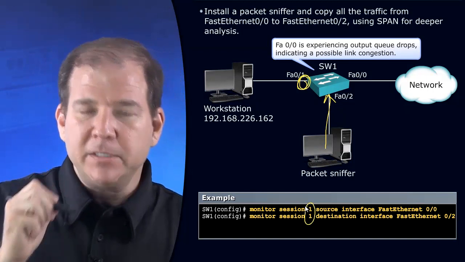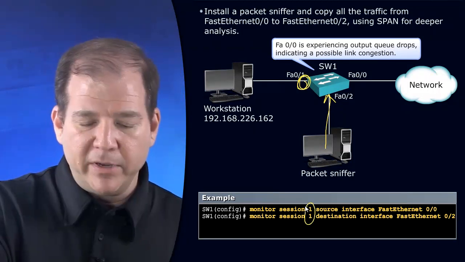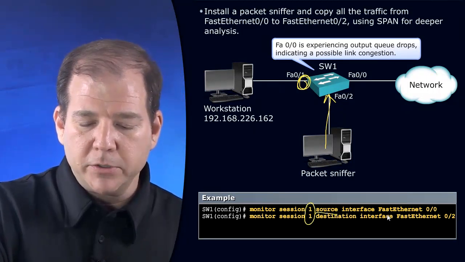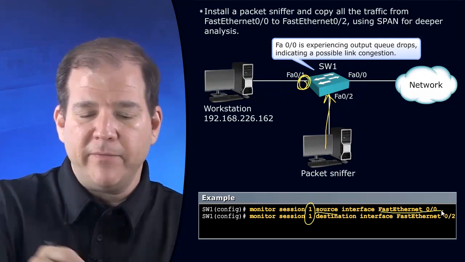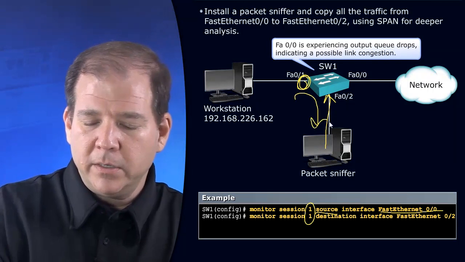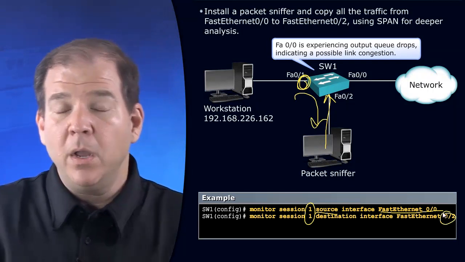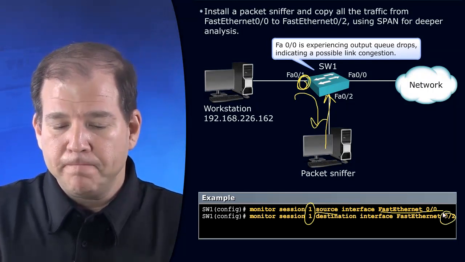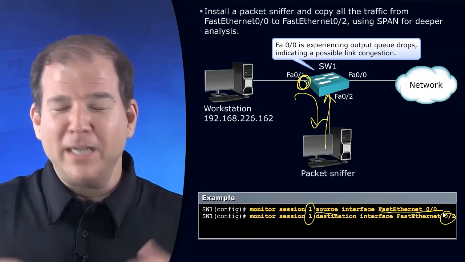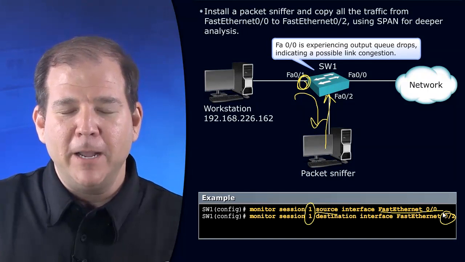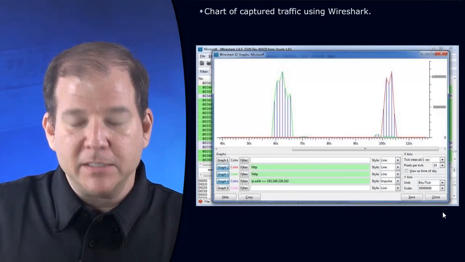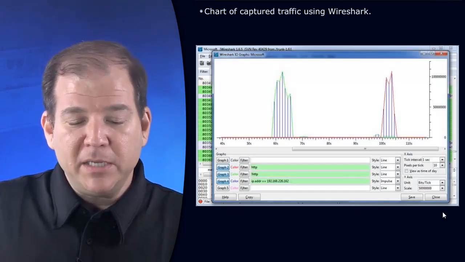session. This session is going to have a source. In other words, I want to monitor traffic seen on FastEthernet 0/0, and I want copies of that traffic sent to me. I want it to be sent to FastEthernet 0/2 so I can get a copy of that information. That kind of breaks the paradigm of what a switch does. A switch normally would not be sending us that information, but it will if we configure it as a SPAN port. And let's say that we see information like this.